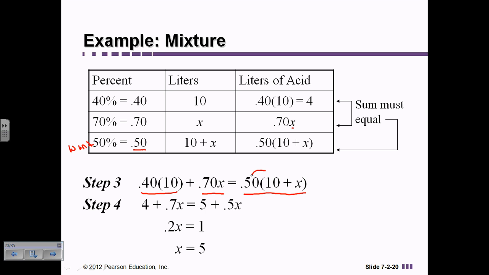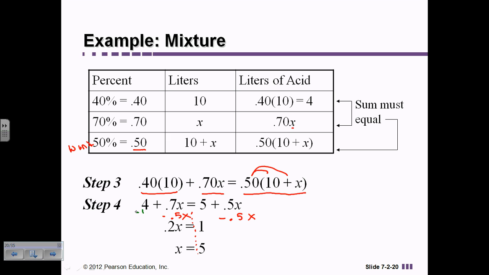So over here I have to distribute that 0.5, and I end up with 5 plus 0.5X. 0.4 times 10 is 4. 0.7 times X is 0.7X. Now at this point I need to combine like terms. Here's my equal sign, so remember that's my secret barrier. I need to subtract 0.5X from both sides, and that's where I get 0.2X.